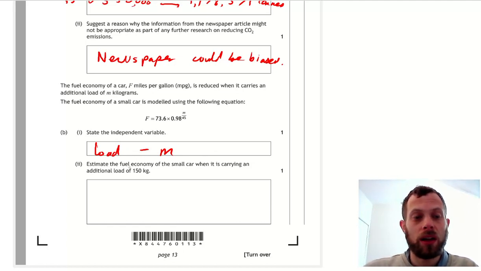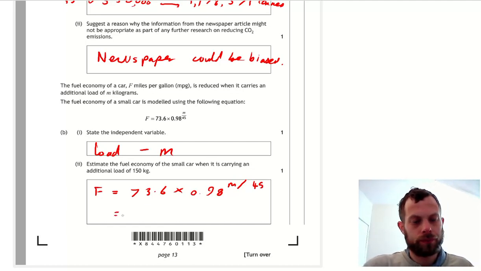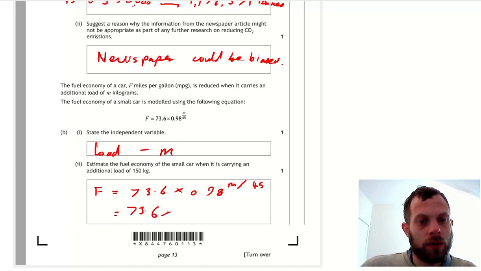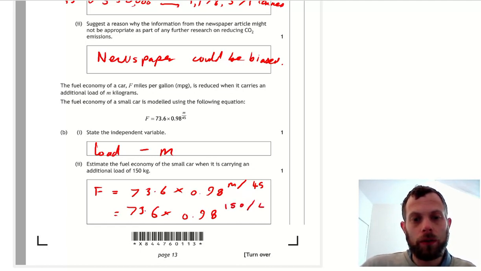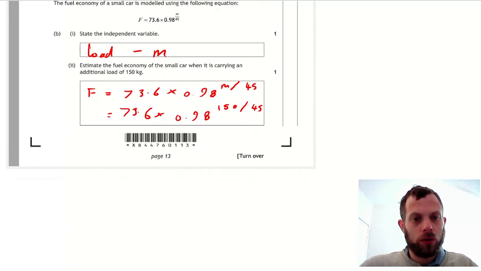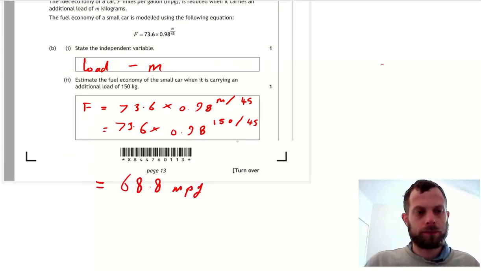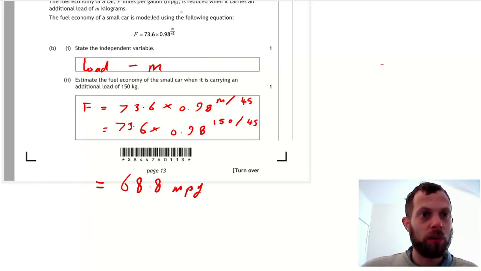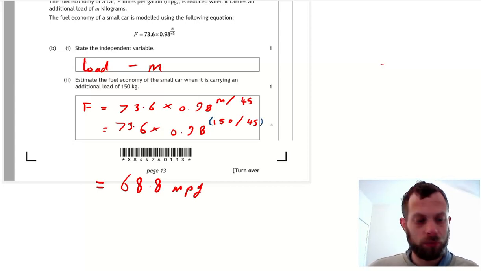And then for part 2, you are simply evaluating the formula using M equals 150. So F equals 73.6 multiplied by 0.98 to the power of M divided by 45, which is equal to 73.6 times 0.98 to the power of 150 over 45, which is equal to 68.8 miles per gallon. Be careful when you're putting this into a calculator. For the correct order of operations, you may need to put brackets around the exponent.